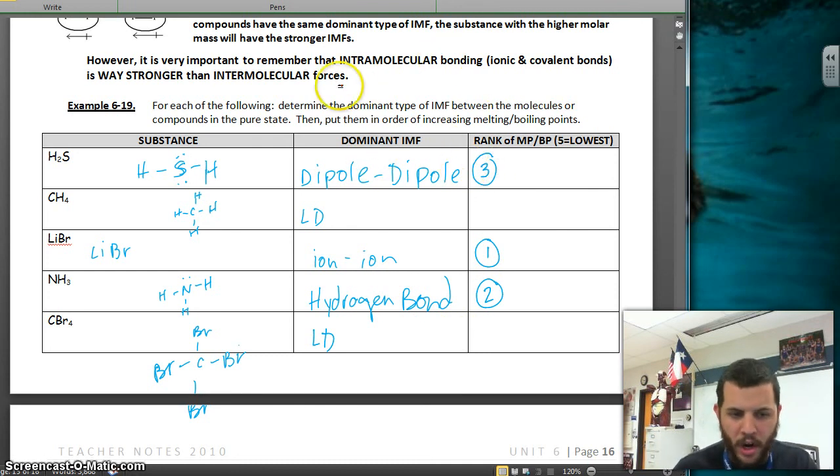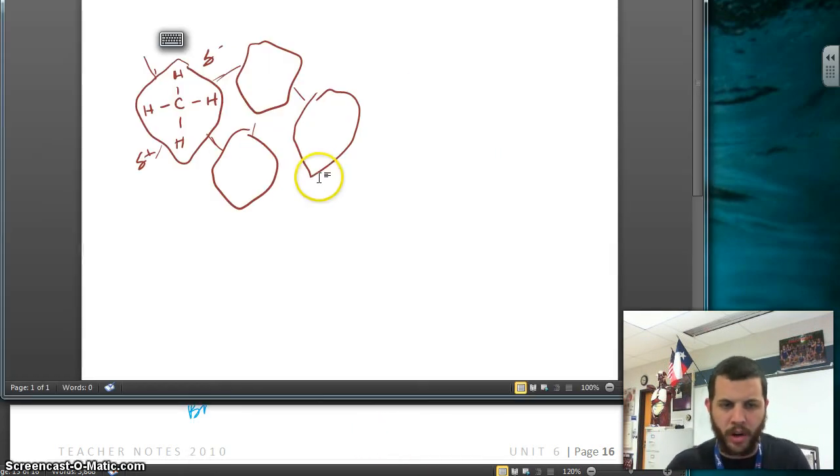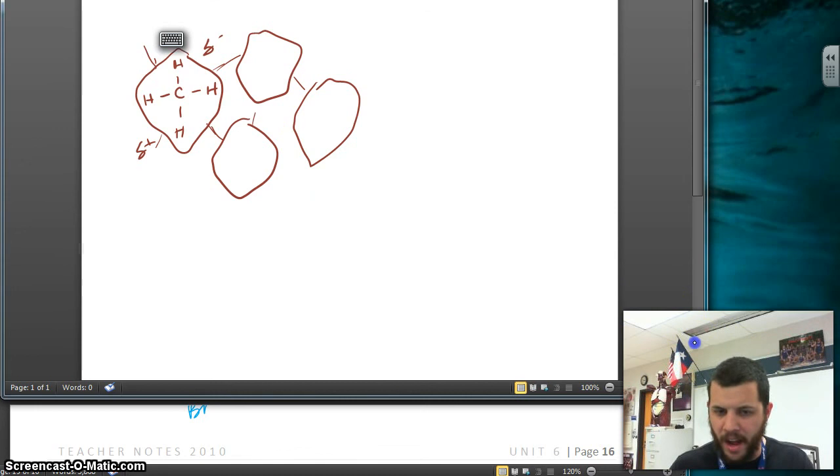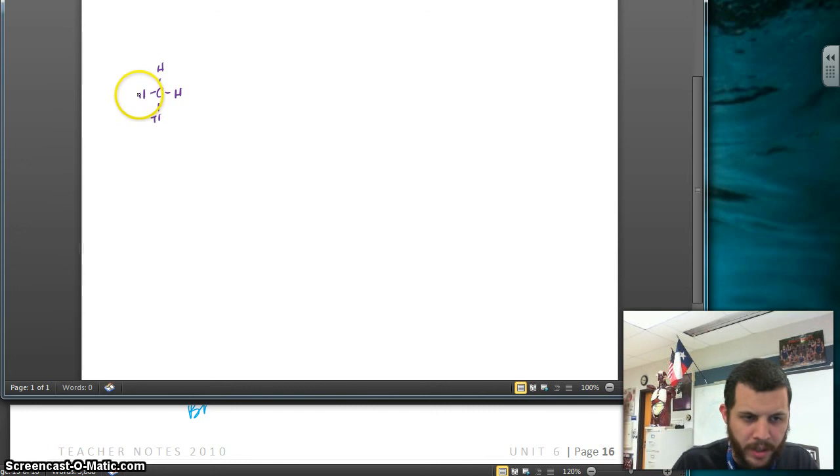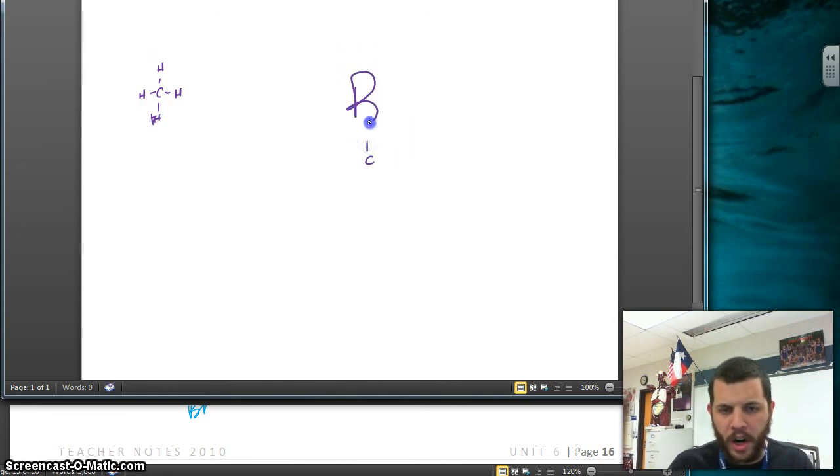Oh my goodness, how do I know which one is stronger? Let's go back to our little drawing here for a second. If I have CH4, hydrogens are really, really tiny, so this is going to be a really, really tiny molecule. So here's my really tiny little CH4. And then I've got bromine, and bromine is a much larger atom than hydrogen.